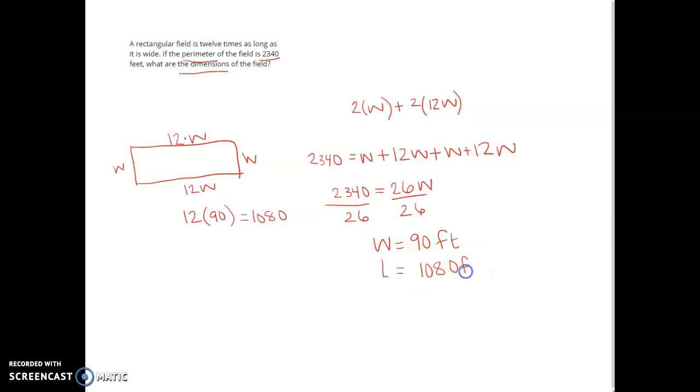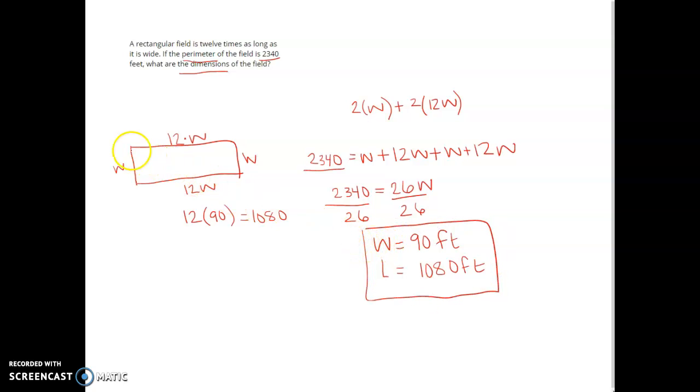Now if we wanted to check if this is right, we could add these numbers up. We could add 1080 plus 1080, and then 90 plus 90. Make sure they do add up to 2340. And we already know from the way we figured out the length that it is 12 times the width. So it can be a good idea to just check those, make sure they make sense.